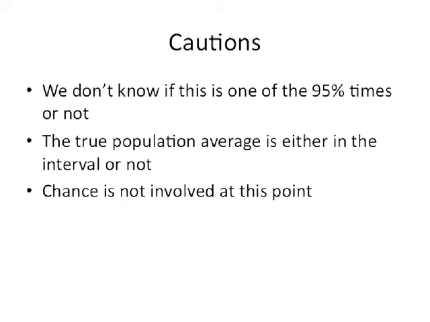It doesn't say where it is in that interval, and it doesn't say if this is one of those 95% times or one of the unlucky 5% times. So you don't actually know if the true population parameter is in your interval. And that's why we say we're 95% confident that it's there. But we might be in the unlucky situation where it's not.